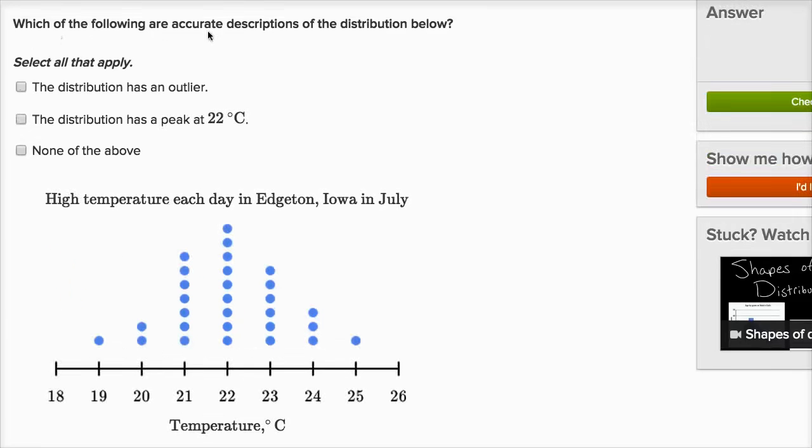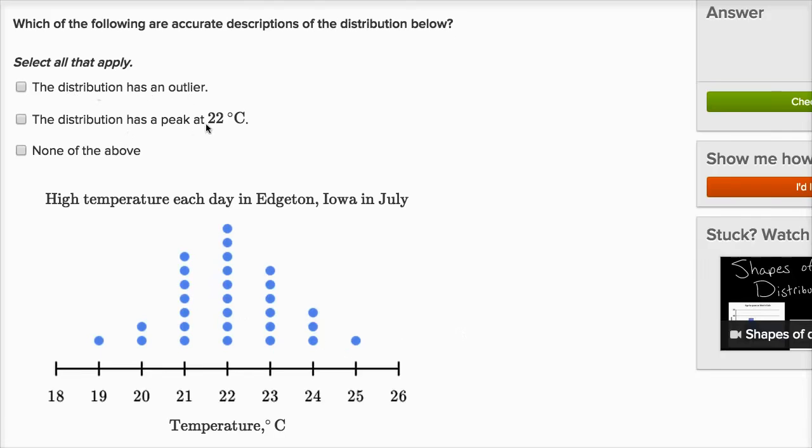Which of the following are accurate descriptions of the distribution below? And once again, we're going to select all that apply. So the distribution has an outlier. So let's see, this distribution, I do have a data point here that's at the high end, and I have another data point here that's at the low end, but I don't have any data points that are sitting far above or far below the bulk of the data. If I had a data point that was out here, then yeah, I would say that was an outlier to the right, or a positive outlier. If I had a data point way to the left off the screen over here, maybe that would be an outlier, but I don't really see any obvious outliers. All of the data, it's pretty clustered together. So I would not say that the distribution has an outlier.